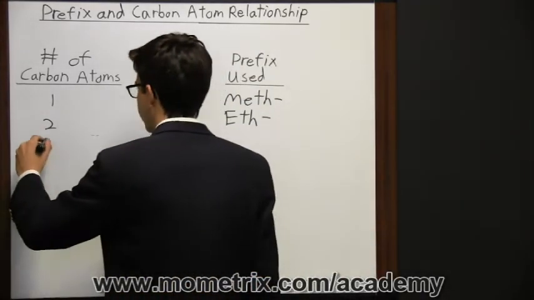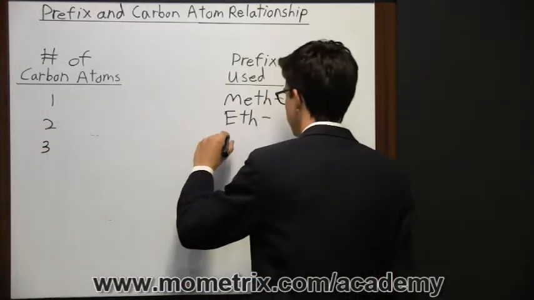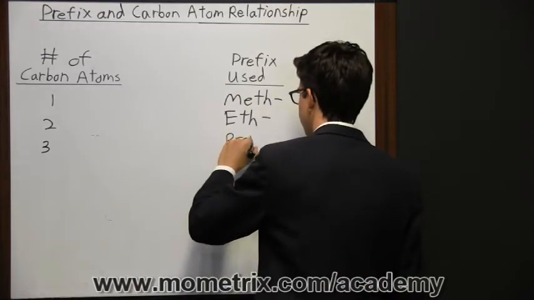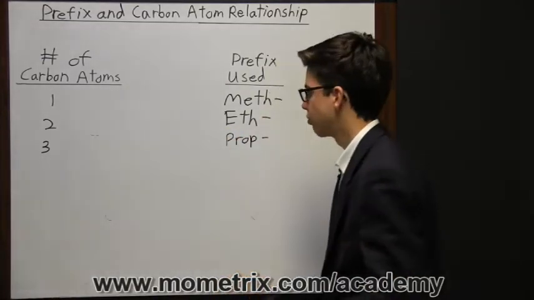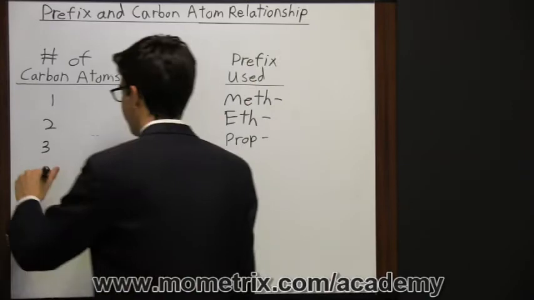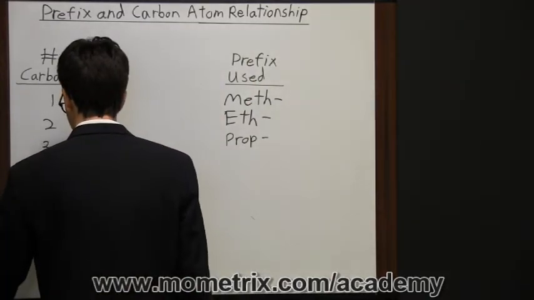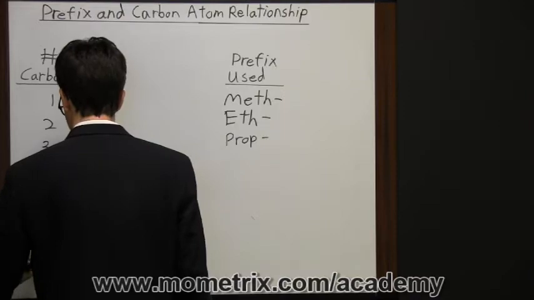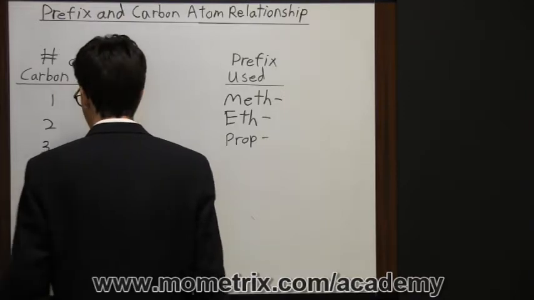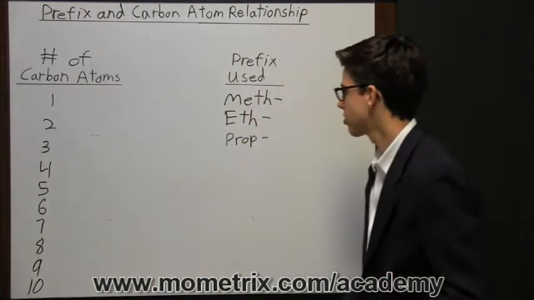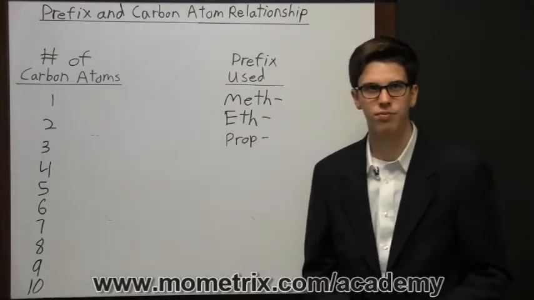Then for 3 carbon atoms, we go to PROP, like in propane or propene. So I'm going to go ahead and fill in the number of carbon atoms on this side all the way to 10. And you may have never witnessed more than 6 carbon atoms in a hydrocarbon chain that you've dealt with, but we're going to go ahead and investigate this all the way to 10.